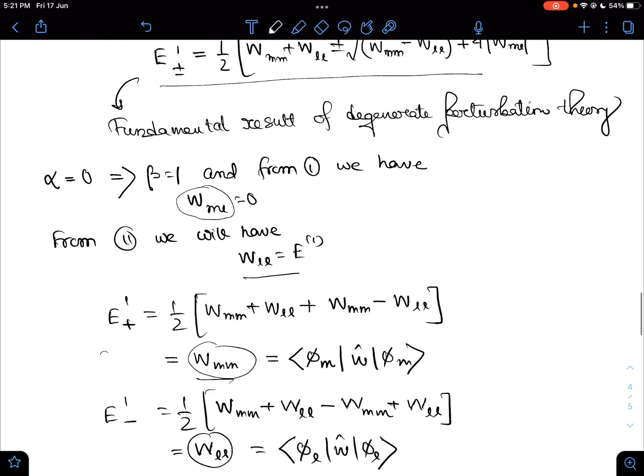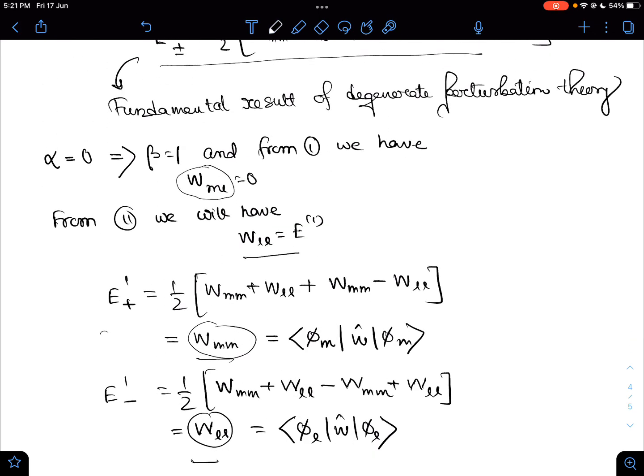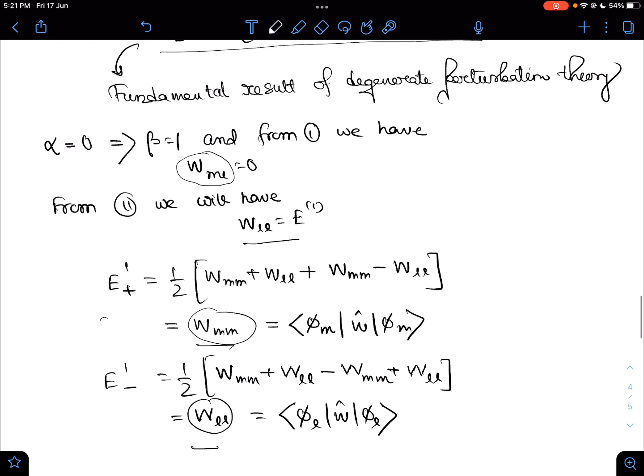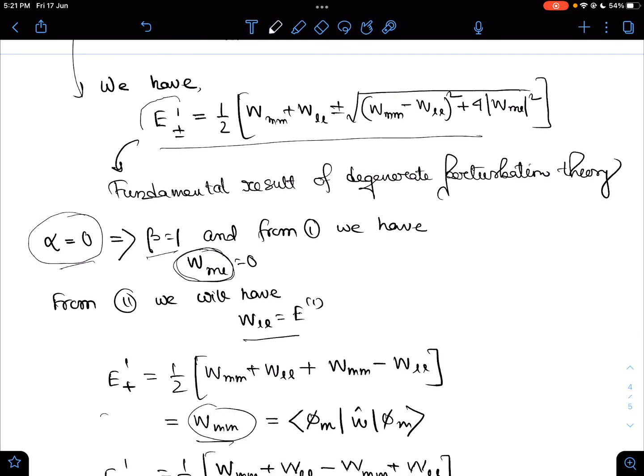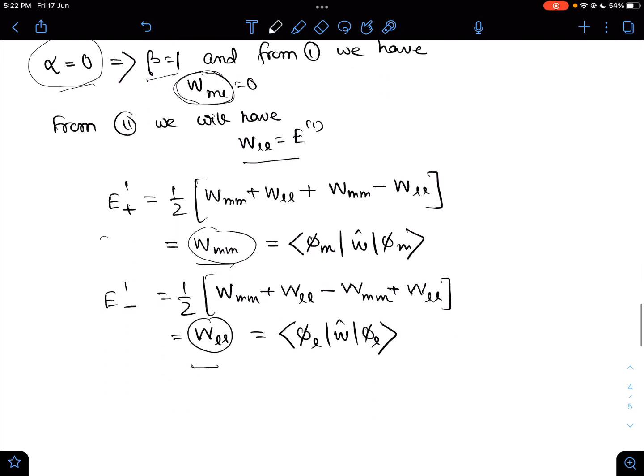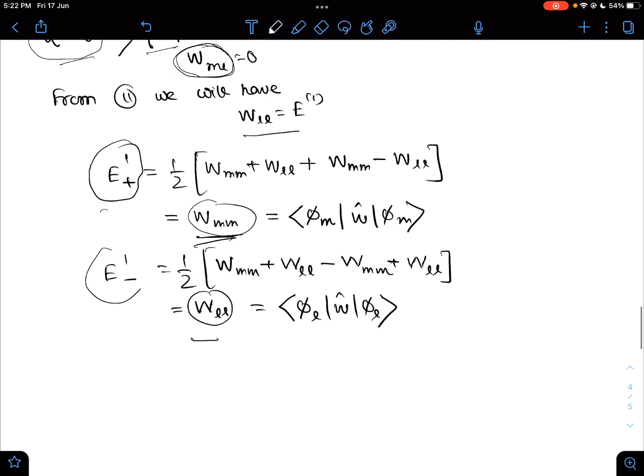So our non-degenerate case is already included in this degenerate case, because for the non-degenerate case we have either alpha to be 0 or beta to be 0. For both cases the cross terms are 0, and if we calculate the energy eigenvalues, one root will give us WMM and the other root will give us WLL. So this is the first order correction in the energy of the mth state and nth state.